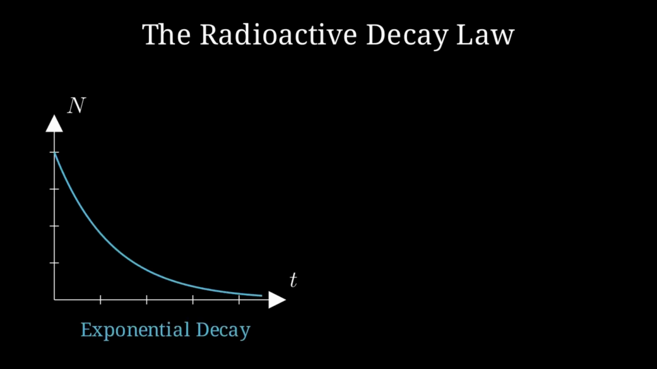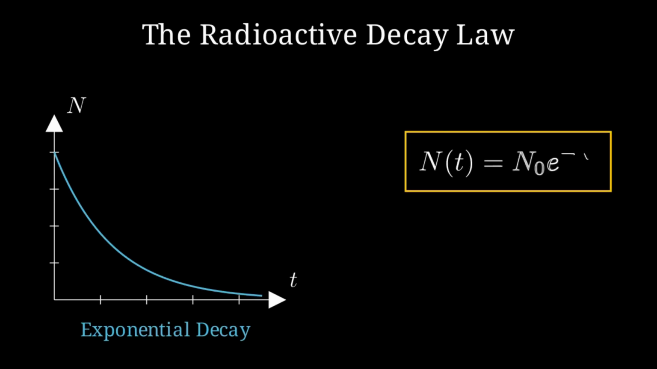This equation tells us that the number of parent nuclei decreases exponentially over time. The rate of loss slows down as fewer radioactive atoms remain.